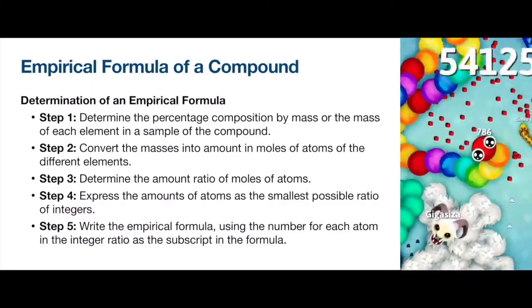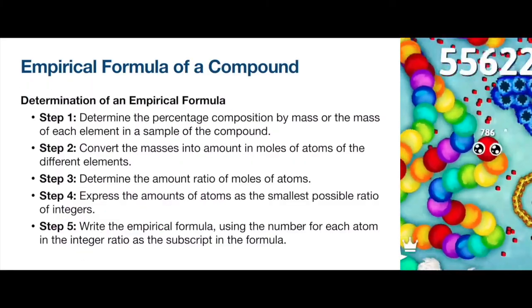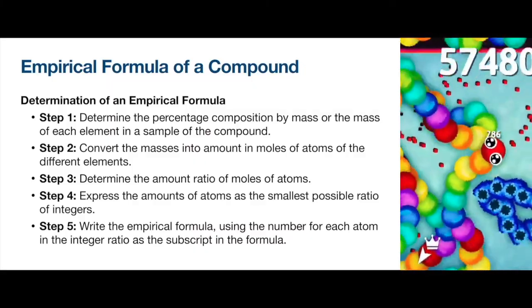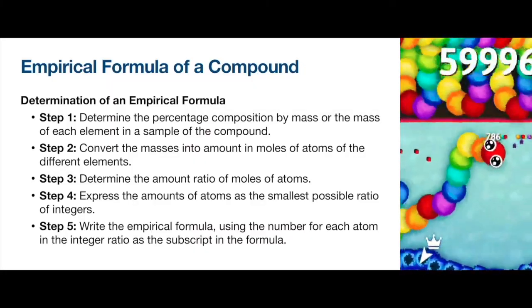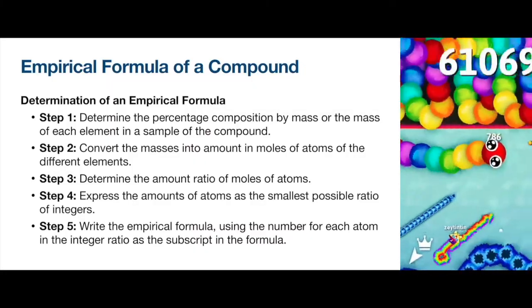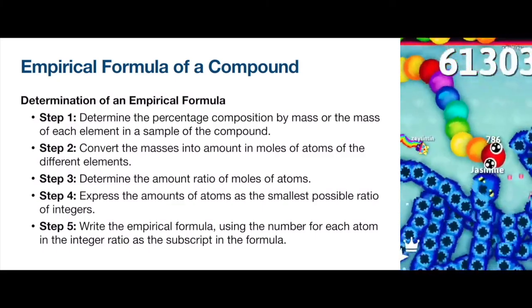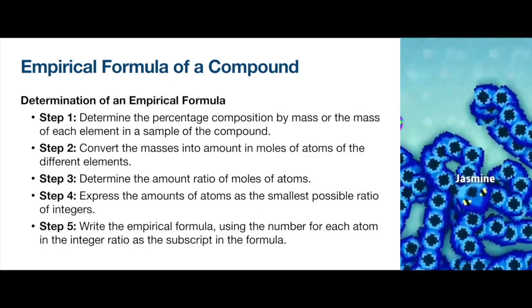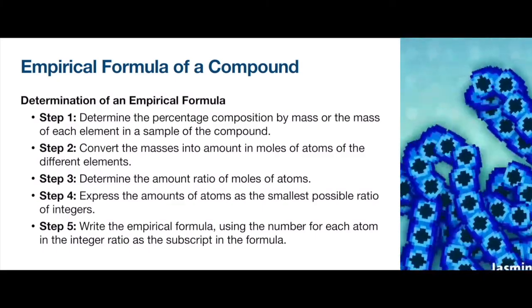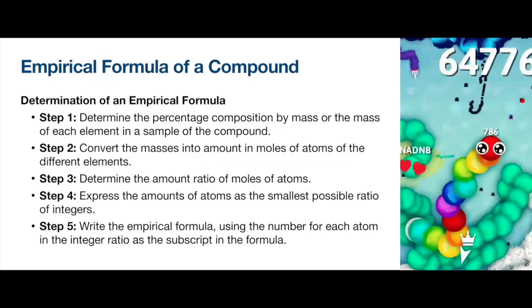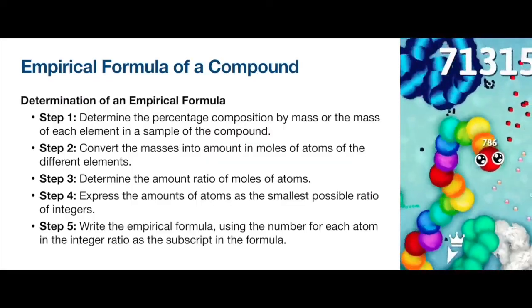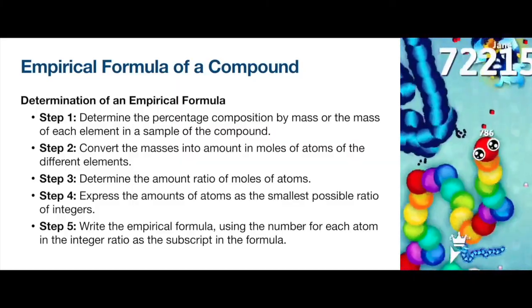So to find the empirical formula of a compound, you must find the whole number ratio of atoms of the elements in the sample of a compound. When the numbers in the ratio are reduced to their lowest terms, that is, when they have no common divisor, they are the subscripts in the empirical formula. The following procedure shows how this is done.